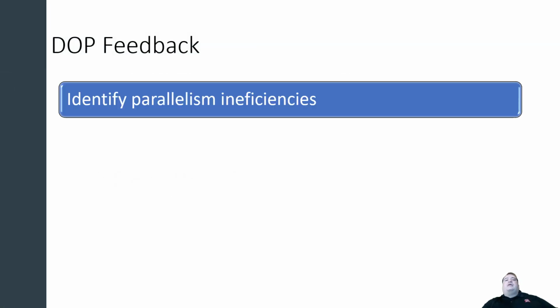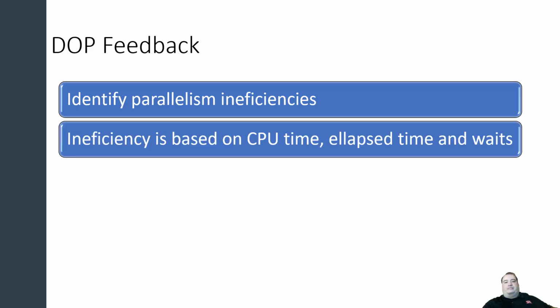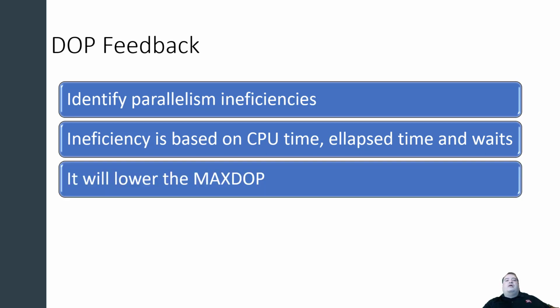So, DOP feedback identifies parallelism inefficiencies. What are parallelism inefficiencies? For example, too many CXPACKET waits and other waits related to parallel execution. If SQL Server identifies that one query is not efficient executing in parallel with the current MaxDOP configuration, it will try to put the MaxDOP down. Not the MaxDOP in general, but for that query. Inefficiency is based on CPU time, elapsed time, and waits. It will lower the MaxDOP for that query.